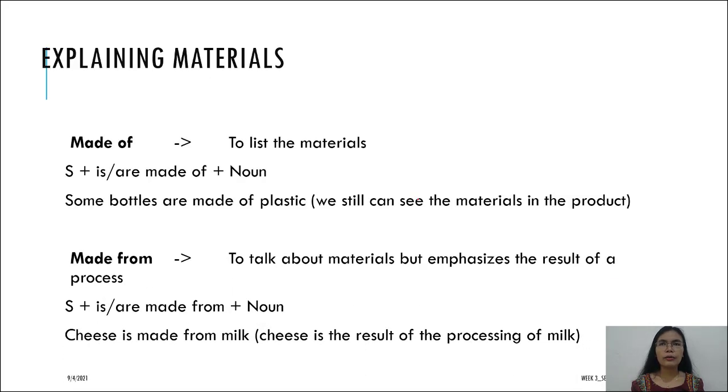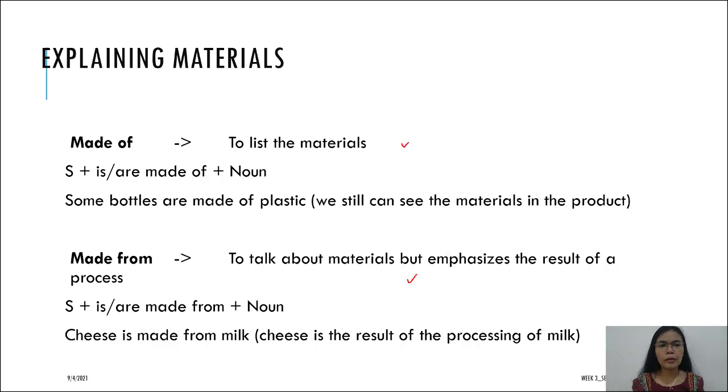Alright, so now we will look at the grammar points for these features. Okay, so in order to explain the features of materials in a product, this is one way to do it. Of course, there are other ways, but we are looking at it from these 2 grammar points. The first one is using made of, and the second one is using made from. So what is actually the difference between made of and made from?